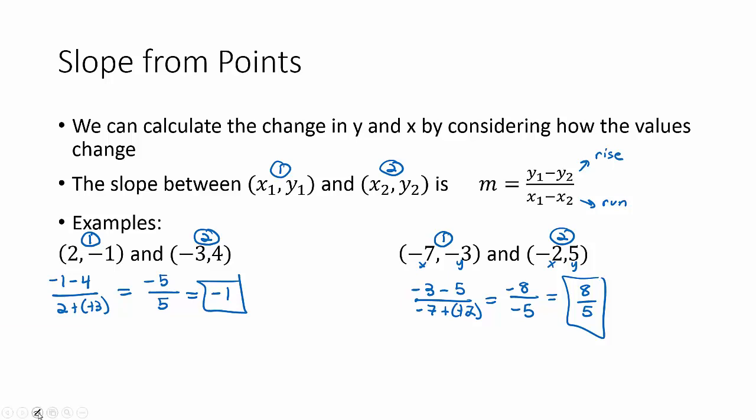This equation is one of the most important equations of algebra. It's a good one to commit to memory. Rise over run, subtract the y's over subtract the x's, tells us our slope. M always represents the slope.